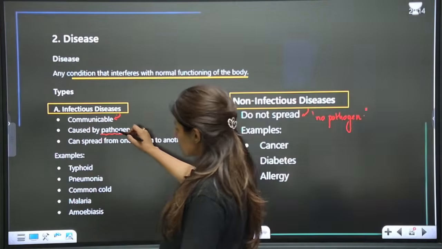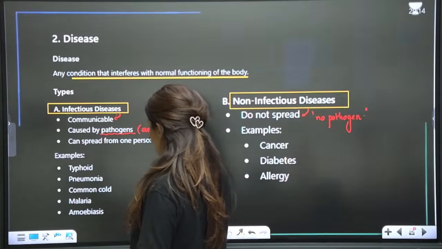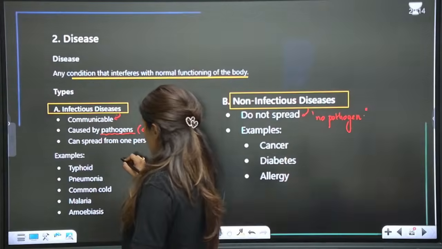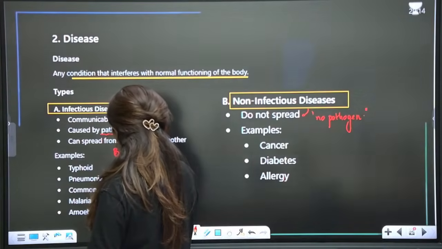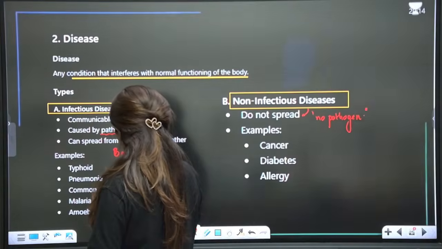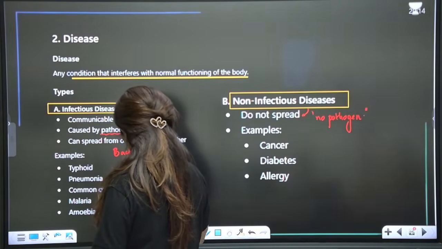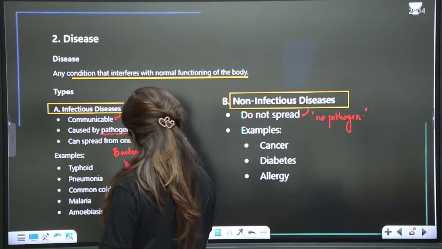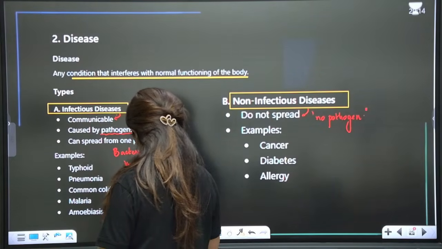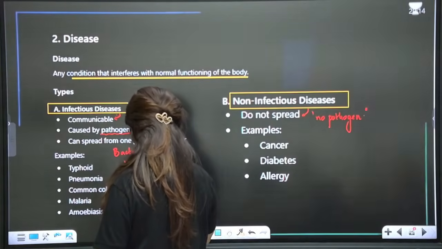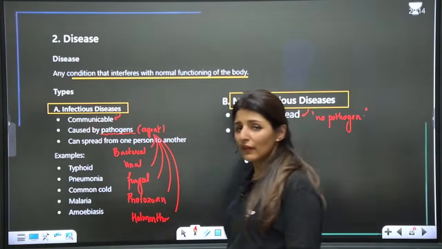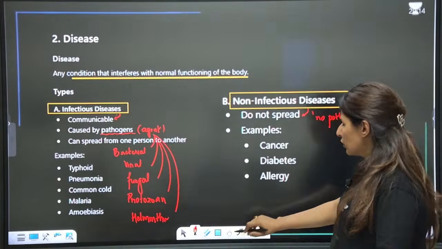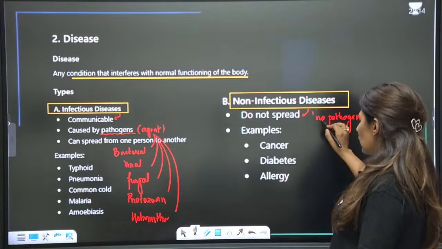While infectious diseases will spread because there is a disease causing agent involved, which can spread from one person to another. So they can be bacterial, viral, fungal, protozoan and helminthic, right? So these are just a few names, but depending upon the causative agent, we have different types of diseases. Is that clear? So we have these 5 different types of infectious diseases. We'll be discussing them.